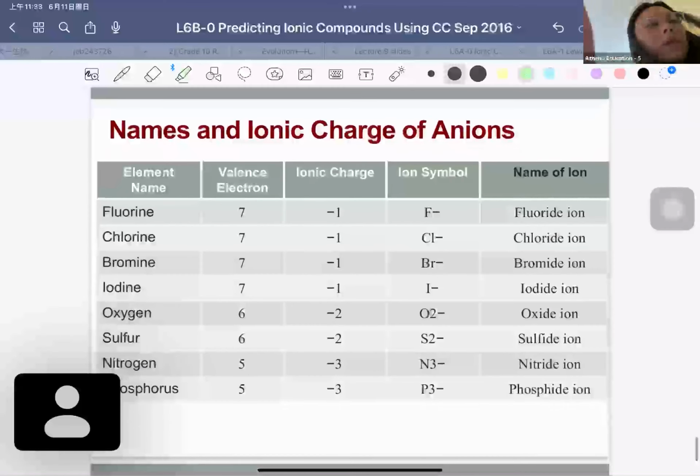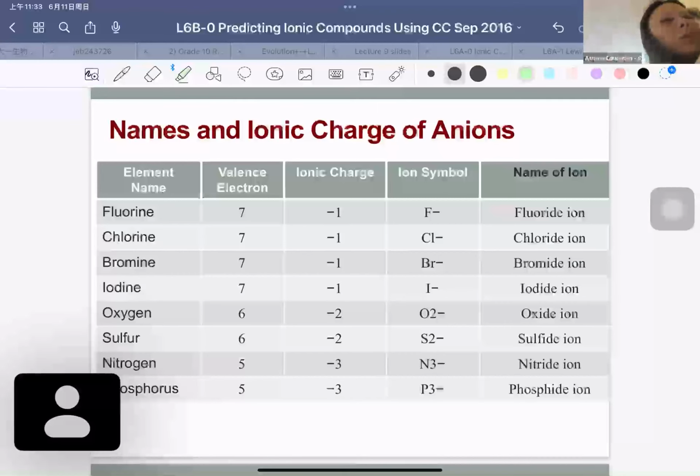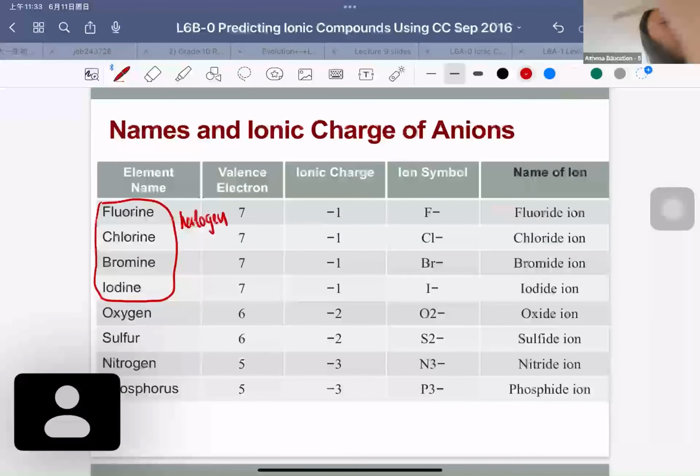So here are the names and ionic charges of some anions. Notice that all four of those are halogens. You're going to see them a lot because they are pretty much the most reactive nonmetals you have. They are just one step away from having a full valence shell, so they are really passionate about grabbing electrons from others, usually from metals.